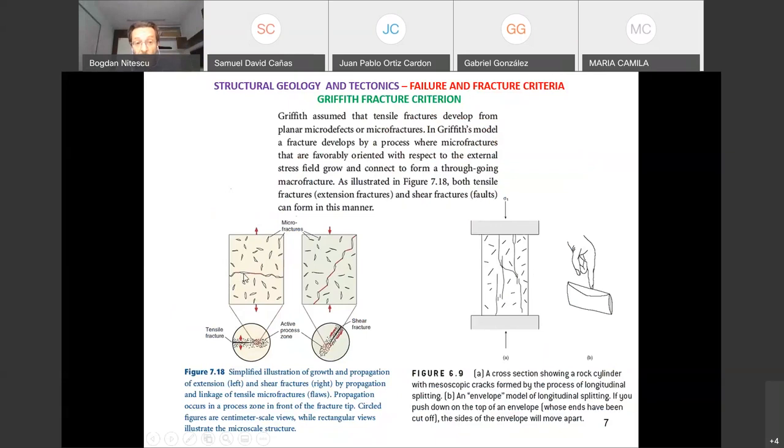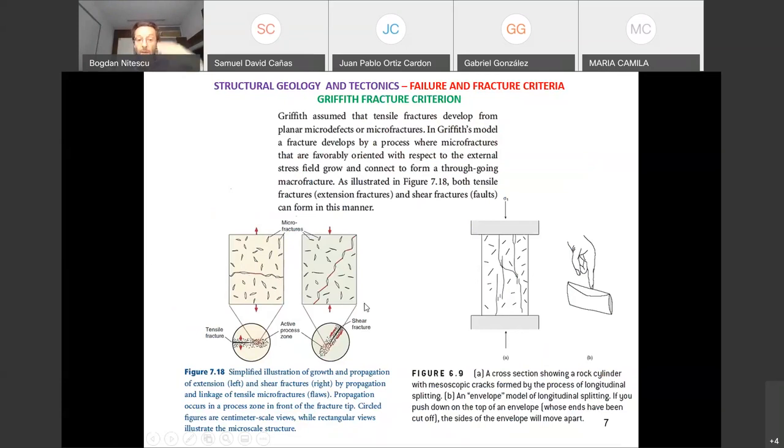They will connect these defects and will create a big fracture, yeah, through the whole rock. There is a propagation, if you want. Like what happens here, you see, you have an active process zone, and here you have the stress concentrated, and it will open, it will extend the crack more and more up to the point it unites with the next crack and so on.